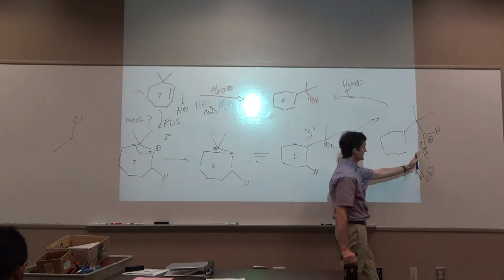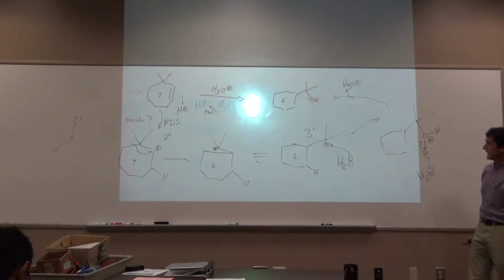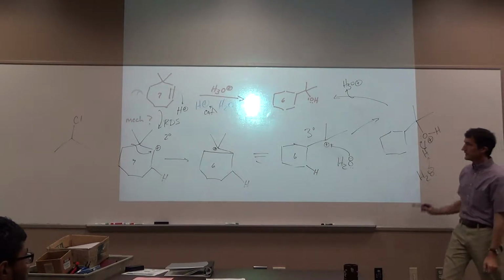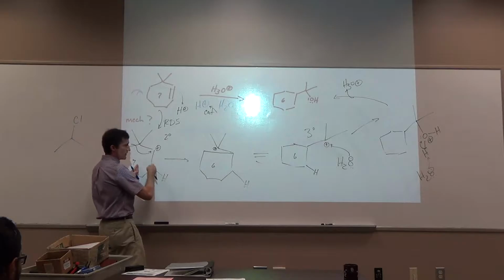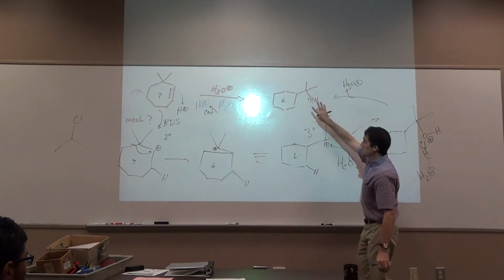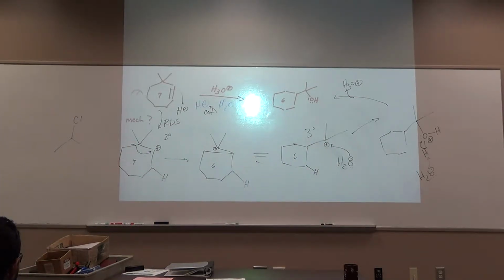And this is actually more stable, because everything has an octet. Carbon doesn't have an octet here. Here everything has an octet, including the oxygen. So once you get here, you start falling downhill. You fall downhill even more, and then you fall downhill to your neutral product. And as you fall downhill, it doesn't take much activation energy.